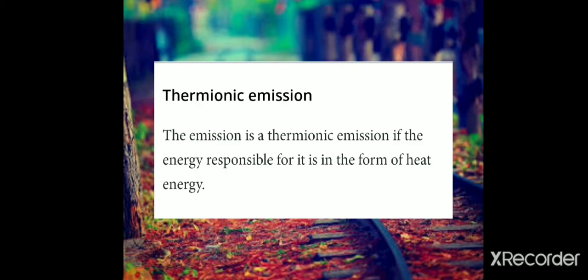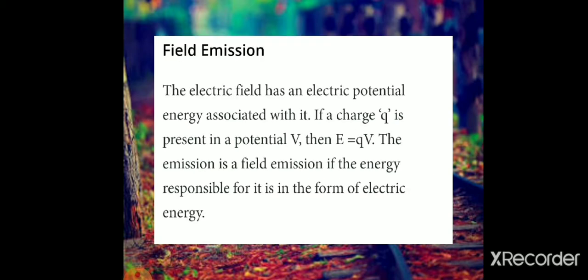The first one is thermionic emission. It is a kind of emission which is possible if the energy responsible for the emission is in the form of heat energy. The second one is known as field emission. In this type of electron emission, the electric field, which has a potential energy associated with it, pushes the electron out from the metal surface. That is, the emission will be a field emission if the energy responsible for the emission is in the form of electric energy.